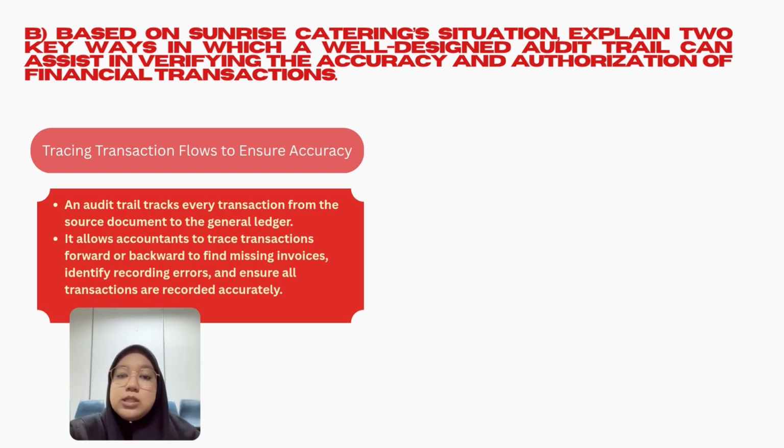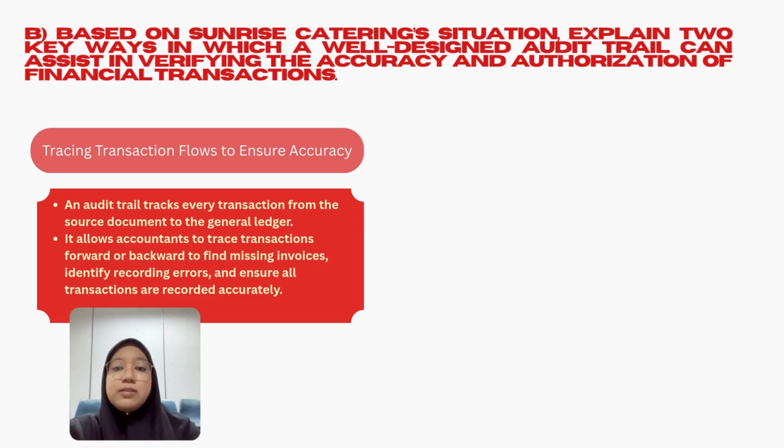This makes it much easier to identify where an error has occurred, whether a document is missing or whether a transaction has been entered incorrectly. Therefore, an audit trail helps improve the accuracy of the company's financial records and reduce the risk of mistakes.